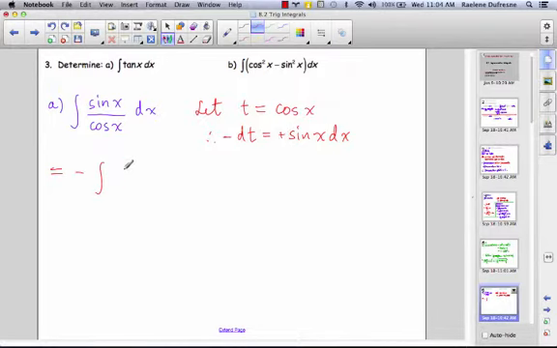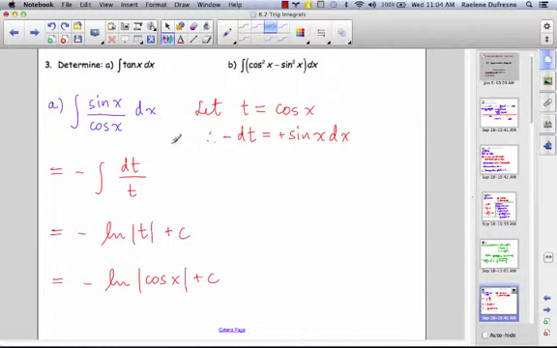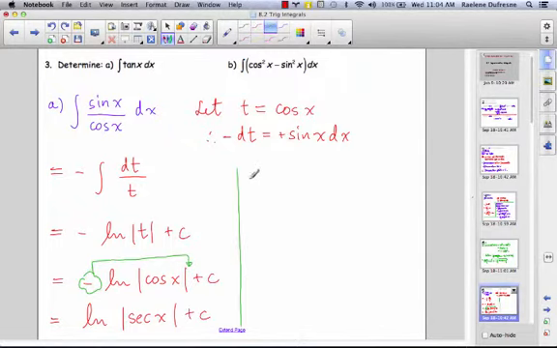So we get negative the integral of dt over t. And this gives us negative the ln of the absolute value of t plus a constant, which is equal to negative ln of the absolute value of cosine of x plus a constant. And if I wanted to bring this -1 coefficient up as an exponent on the absolute value of cosine x, I could rewrite the result a little more simply as the ln of the absolute value of secant of x plus c.